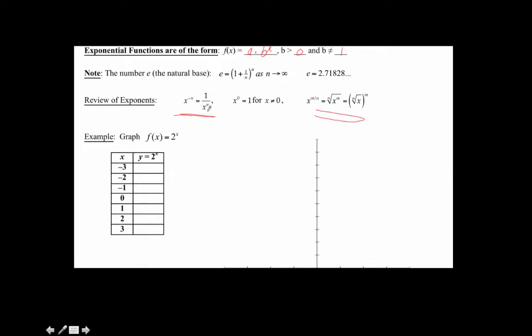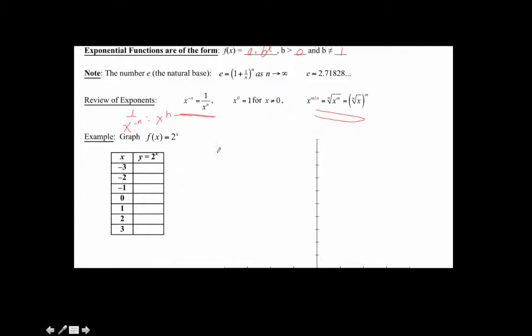So x to the negative n is 1 over x to the n. Similarly, 1 over x to the negative n is x to the n. So it just switches position either way. And then the fractional exponent, the bottom one is the root, the top one is the power, and you can do either one first. So this one does the power first, this one does the root first.